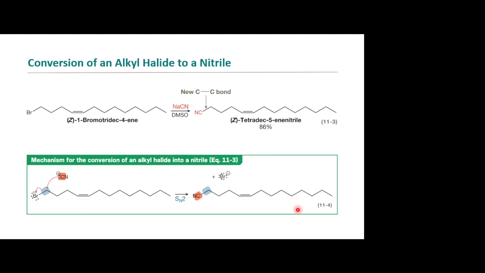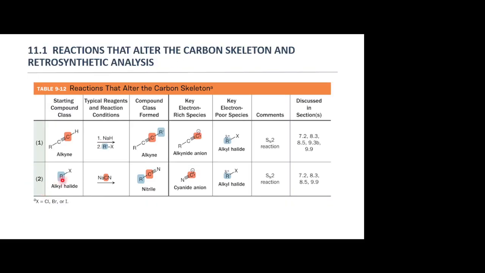This right here is going to be an alkyl halide to a nitrile. And so what we have here is the alkyl halide. That's this one right here. Alkyl halide. And then this is going to be using a cyanide agent, sodium cyanide in this case. And then this is going to give us a nitrile.